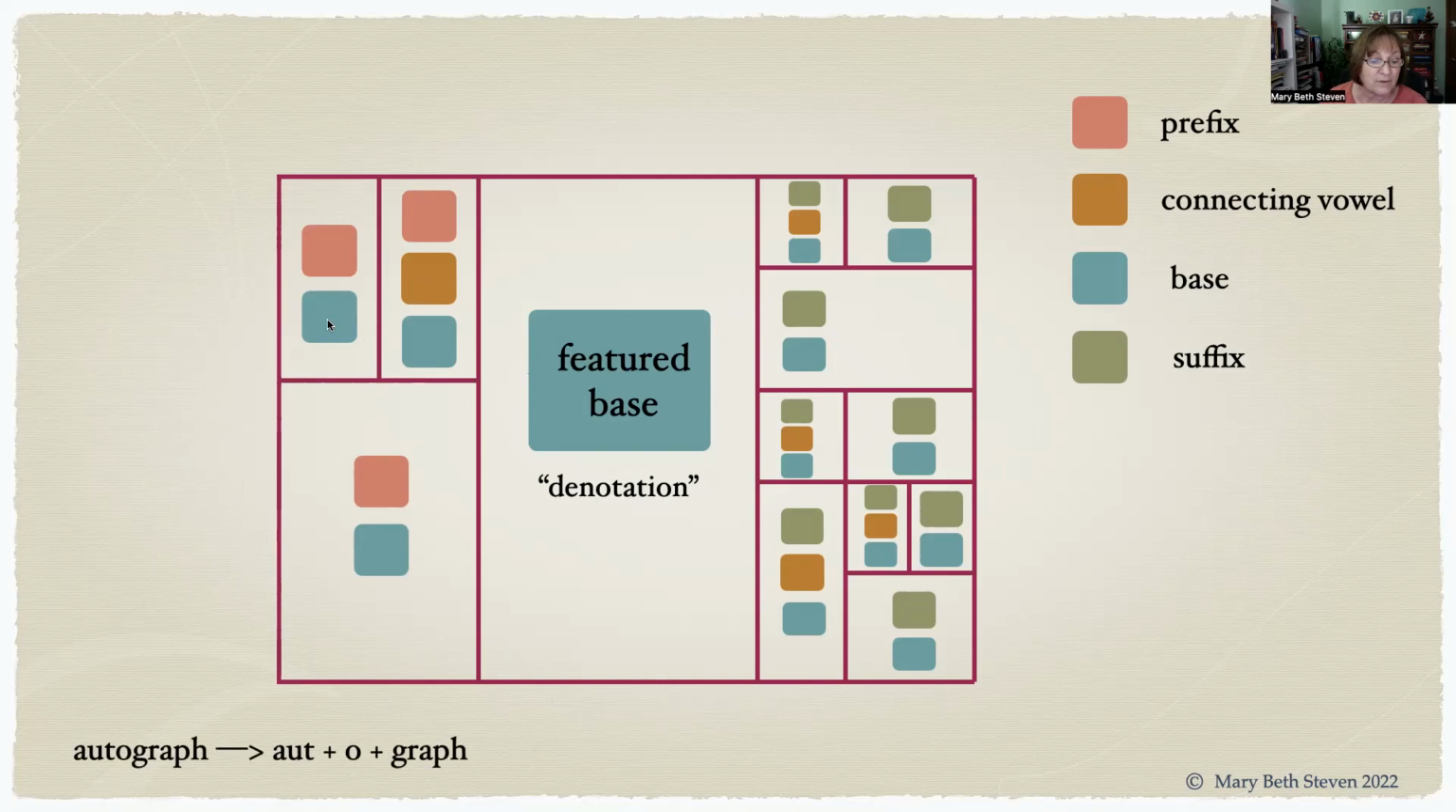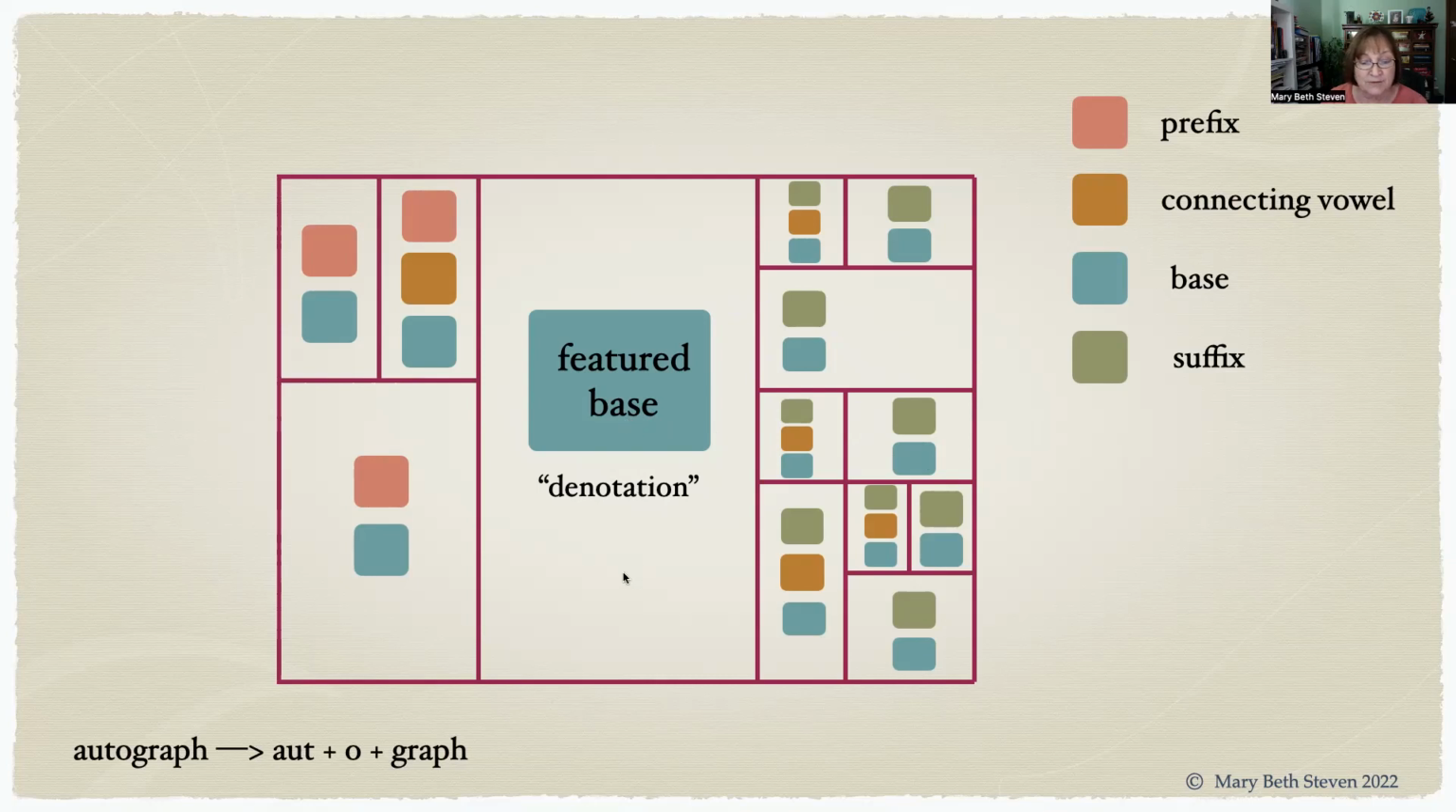So over in this cell, we could have the base AUT. This connecting vowel could be the O, and the featured base could be GRAPH. But what if I wanted AUT to be my featured base? Well, then it would be here, and I would be looking over here for a place where a connecting vowel could be. I could see one right here in the middle, and my other base, GRAPH, would have to be over in this cell. Okay, so that's one way I might use a connecting vowel to help me create a compound word, right?